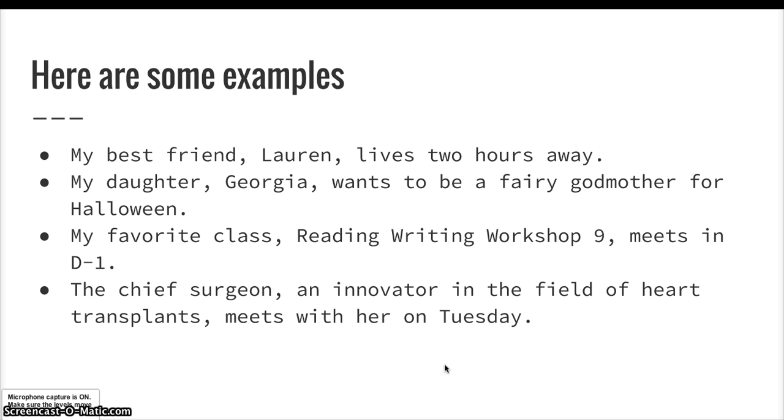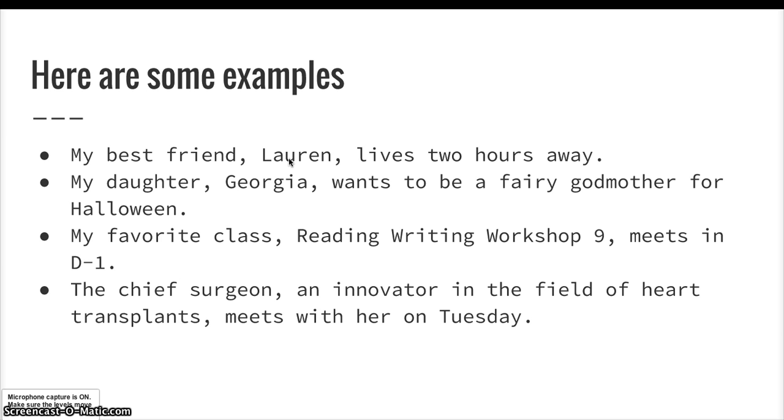Here's some examples. My best friend, Lauren, lives 2 hours away. Lauren is the appositive here. You'll notice that Lauren is defining my best friend. Who is my best friend? Oh, Lauren. It has a comma right before it. It has a comma right after it. And if I took it out, if I just ignored my appositive, my sentence would still make sense. It would say, my best friend lives 2 hours away.